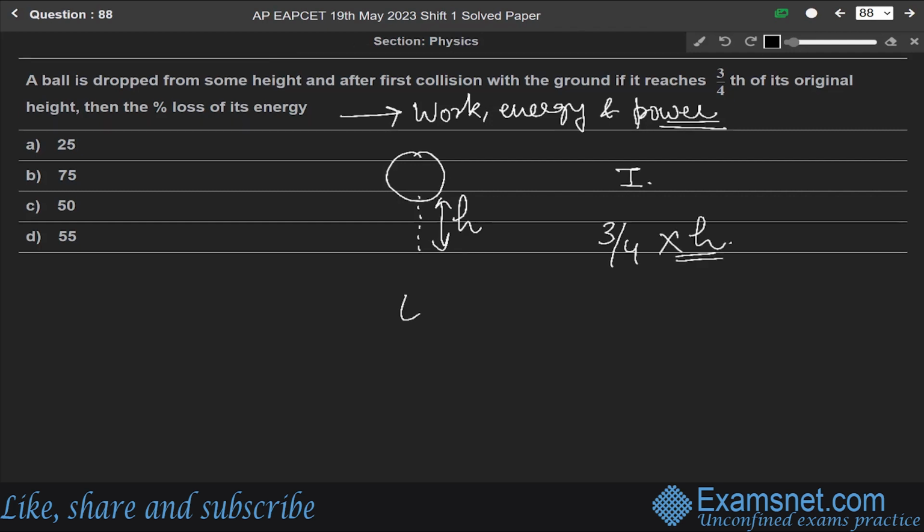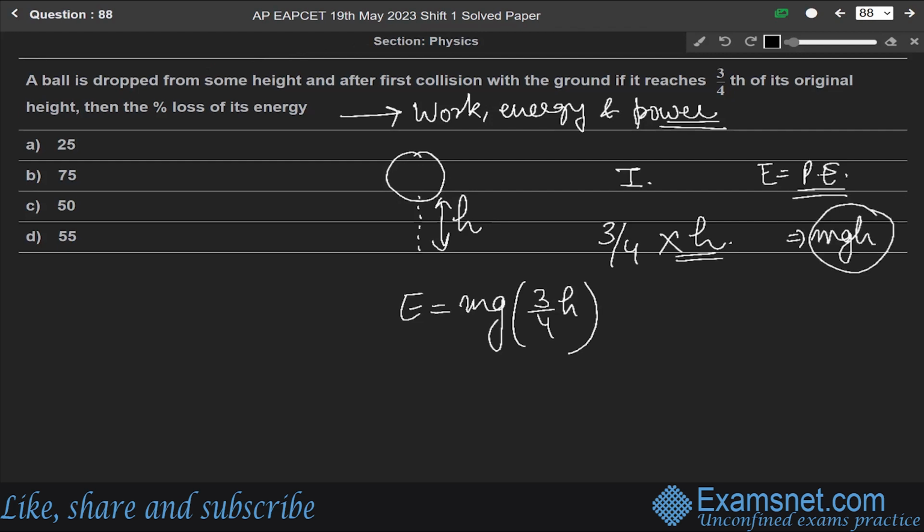So energy will be equal to what? mg into h, which means 3 by 4 into h. This energy is what? Potential energy, right? So this potential energy will be mgh, and according to the question, it reaches 3 by 4th of its original height.